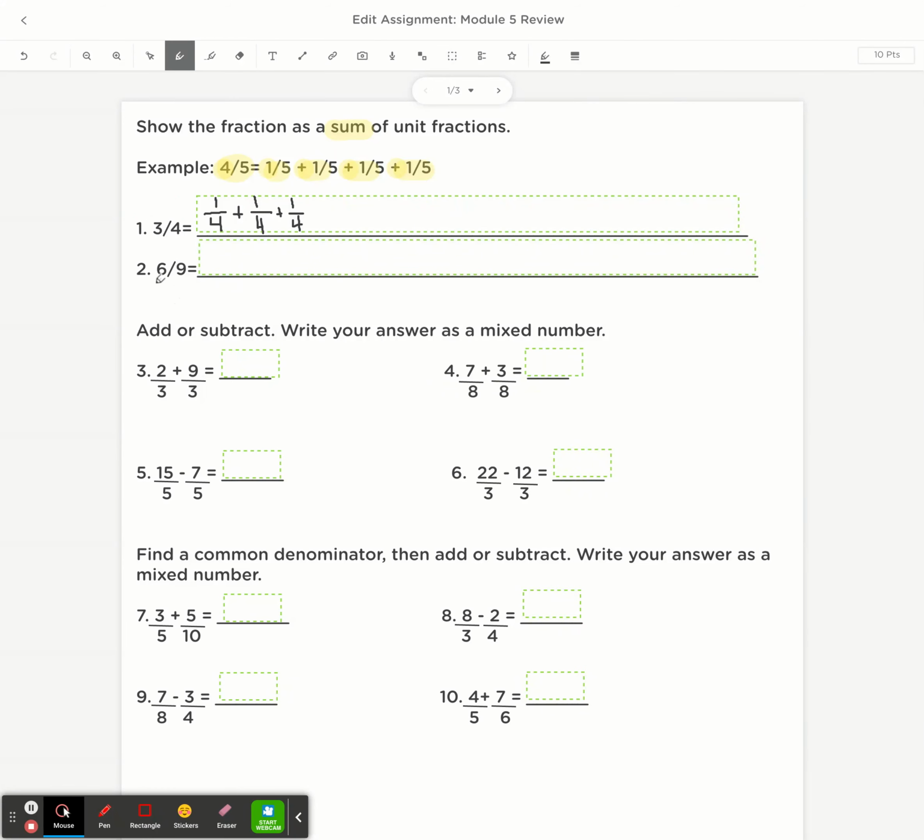So you guys are going to have to do the same thing for number 2, but your number is 6/9.